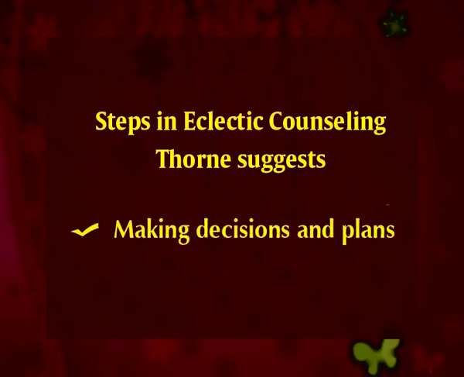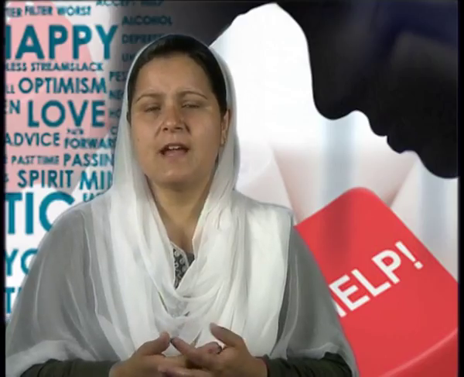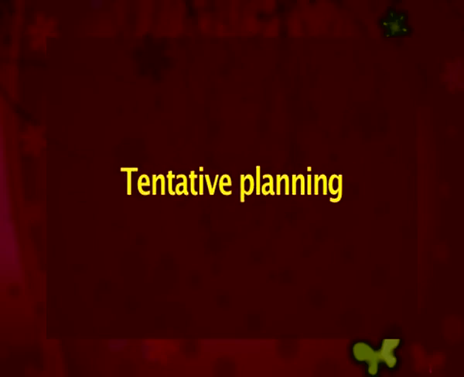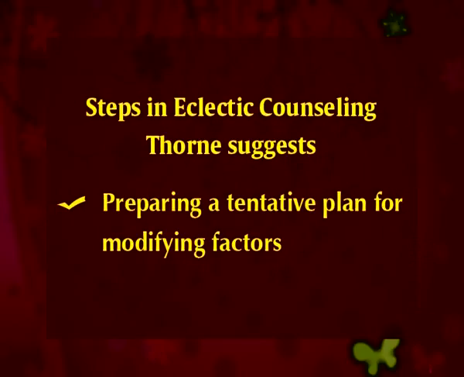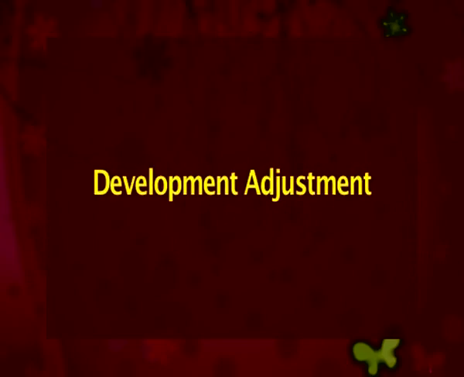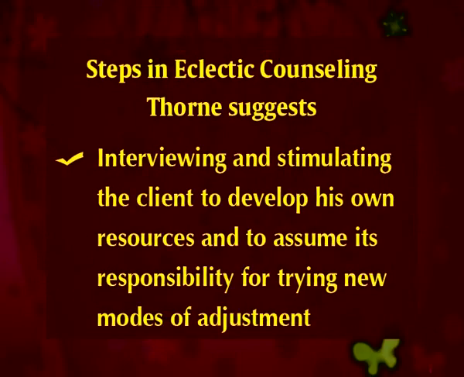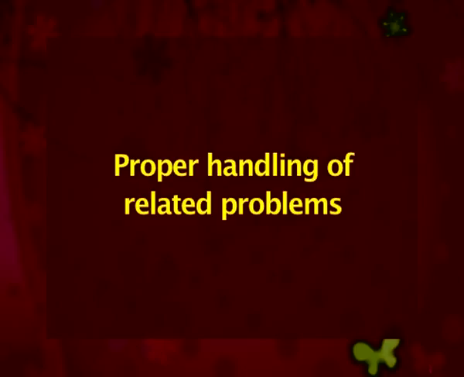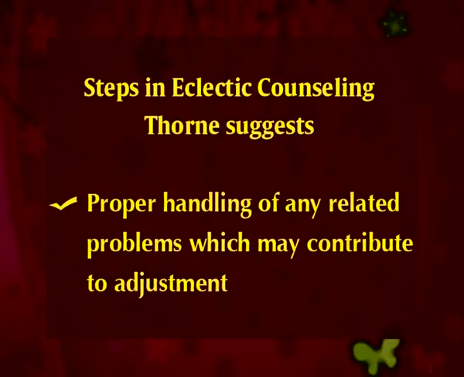Closing phase. During the closing phase, the counselee makes a decision and plans, changes behavior and solves the problem. Tentative planning. Preparation of a tentative plan for modifying factors. Securing effective conditions for counseling. Developing adjustment. Interviewing and stimulating the needs of the client to develop his own resources and assume responsibility for trying new modes of adjustment. Proper handling of related problems. Proper handling of any related problem which may contribute to adjustment.